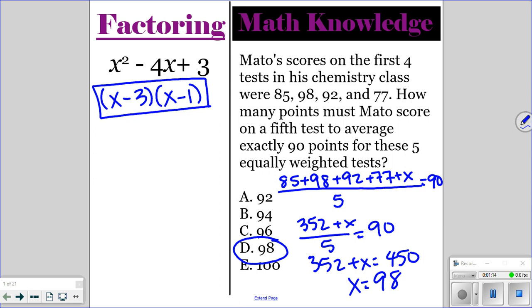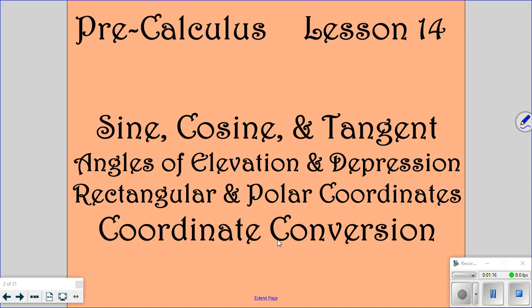Okay? We're looking at lesson 14 today. We're going to be looking at sine, cosine, and tangent. Then we're going to look at angles of elevation and depression. We're going to look at rectangular and polar coordinates. And then we're going to look at coordinate conversion.